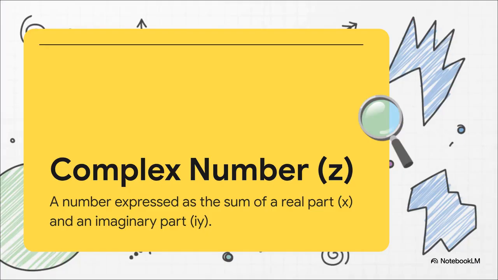So, say hello to the complex number z. It's got two parts. The first part, x, is a real number, the kind we use every single day. The second part is the imaginary part. It's another real number, y, but it's multiplied by the star of our show, the letter i, the imaginary unit. And i is simply defined as the number that when you square it gives you -1. It's the solution we were looking for.